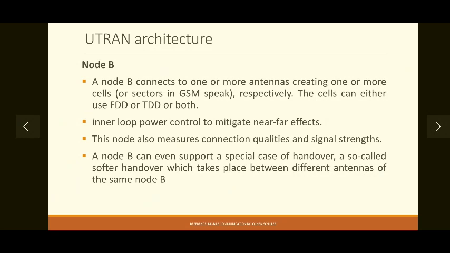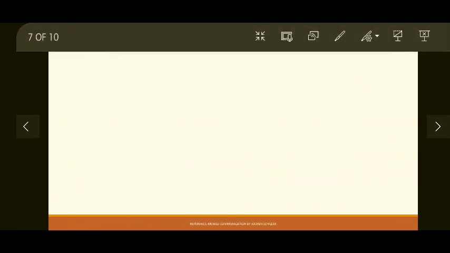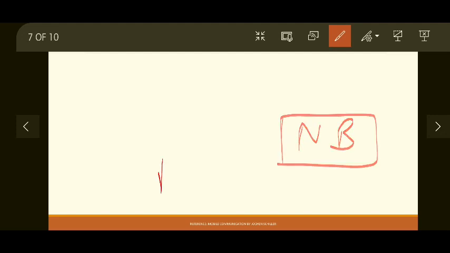Now node B implements inner loop power control to mitigate the near far effect. So let's discuss this now. First of all, what is the near far effect and what is inner loop power control? So let's consider one scenario. There is one node B, and then there are two users which are connected to this node B.